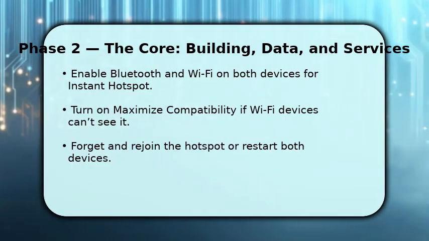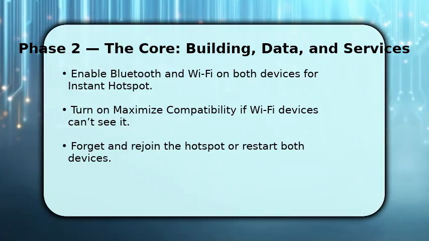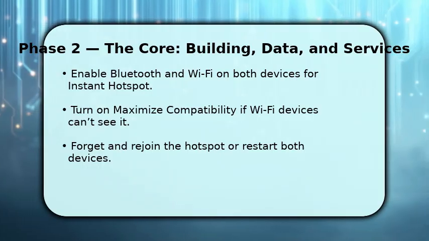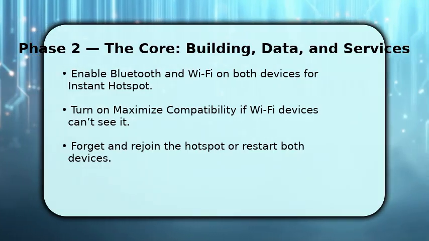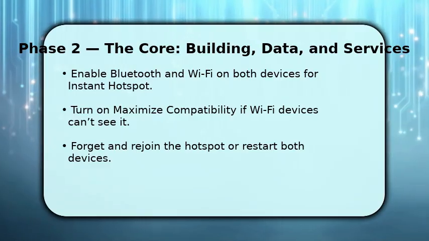Once done, enable Maximize Compatibility in the hotspot settings to broaden device support. This changes band and encryption behavior, which helps older devices. If discovery still fails, forget the network on the client, then rejoin. Or restart both devices to clear.